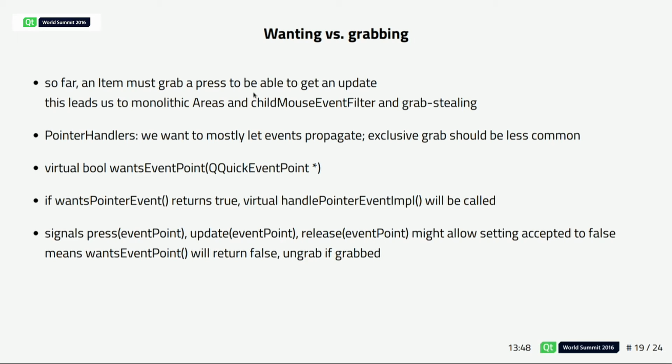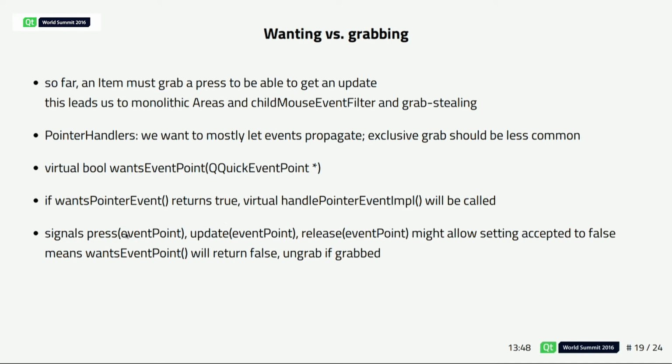And then during delivery, as long as nobody has grabbed yet, we keep delivering to all of those handlers that had expressed interest. So the way that they expressed interest, there's this virtual bool wantsEventPoint. So there's also a virtual wantsPointerEvent, which takes the entire event, and then it goes through the points, and it calls wantsEventPoint to ask the handler if it's interested in that point or not. So if any of those return true, then this also returns true, and then this handlePointerEventImpl will be called. That's another virtual that you can override in your handler. And then all of the existing handlers already do override it, so they're implementing their behavior that way.